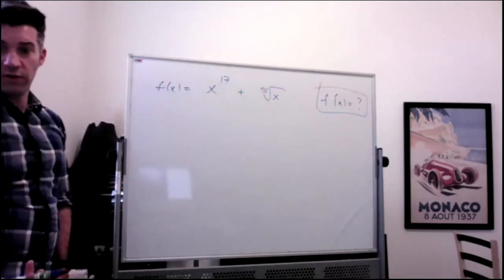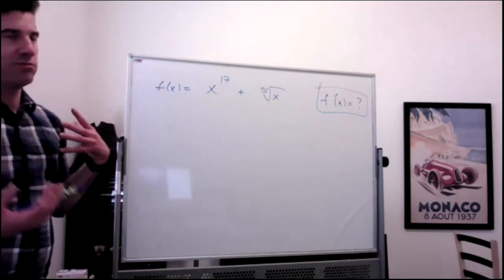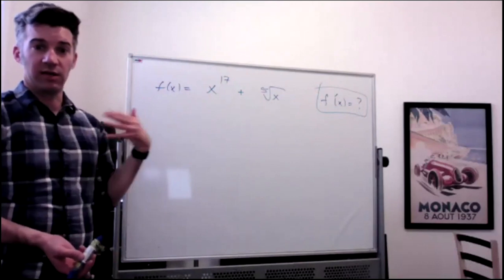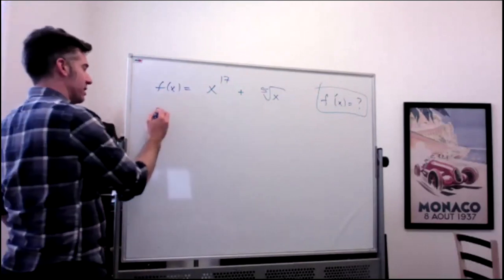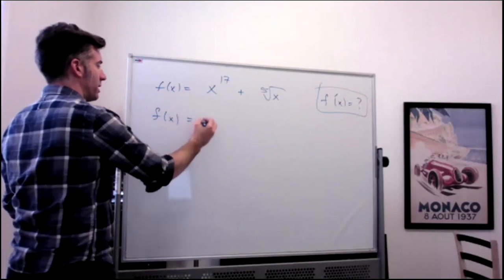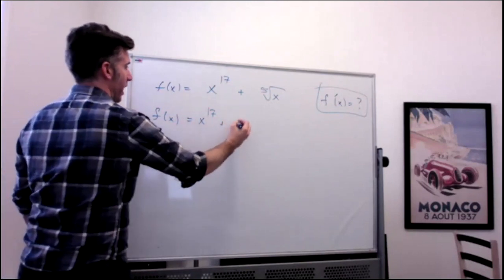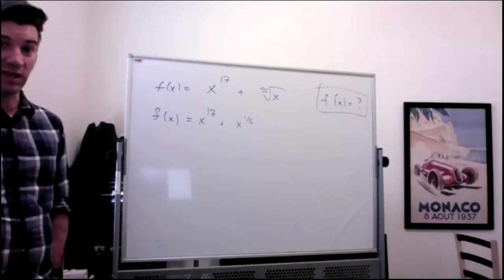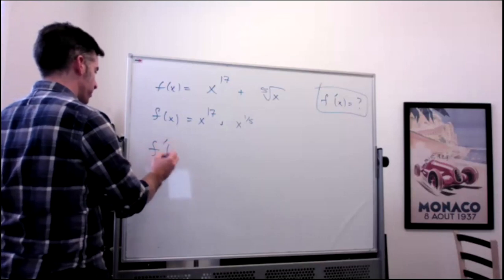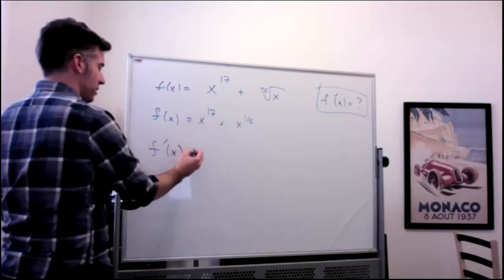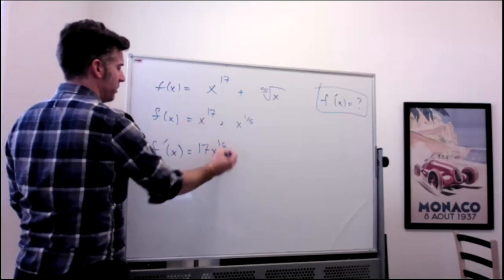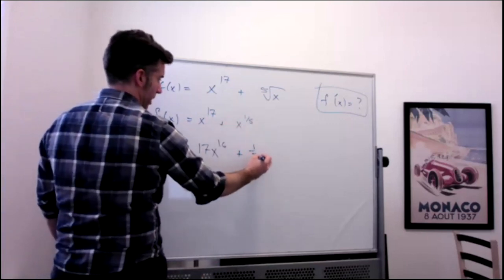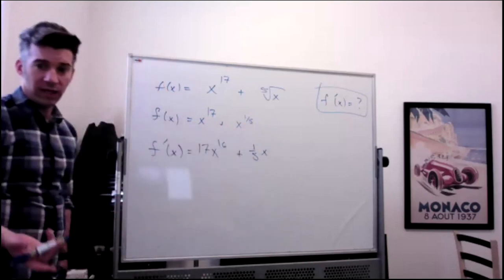So, word of wisdom: most of the time when you're taking a derivative, it's beneficial to simplify the expression first. I definitely want to write this as x to the 17th power plus x to the 1/5 power. Then it's much clearer what I have to do to take the derivative. The derivative of x to a power is that power times x to the 1 less power. Same deal here.